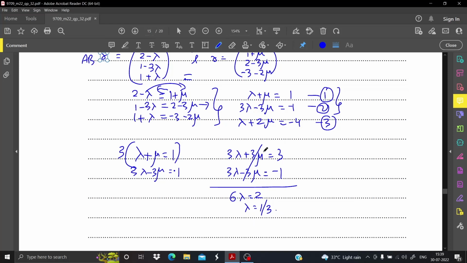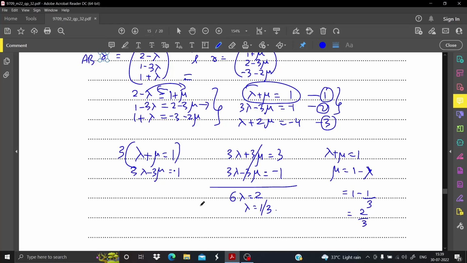Lambda is 2 by 6, which is 1 by 3. We can use the first equation. Lambda plus mu is 1. So mu will be equal to 1 minus lambda. That is 1 minus 1/3, which is 2/3.